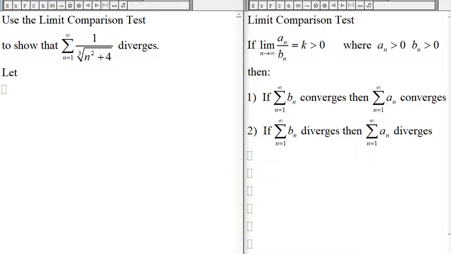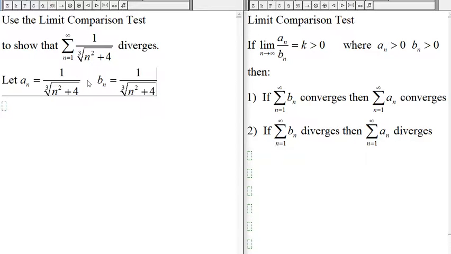So first, we need to let a sub n be this sequence. And then we need to let b sub n be something similar. So we just let b sub n be the same thing but without the 4. And then notice that this is the third root of n to the second, and so using rational exponents, this becomes n to the 2/3.